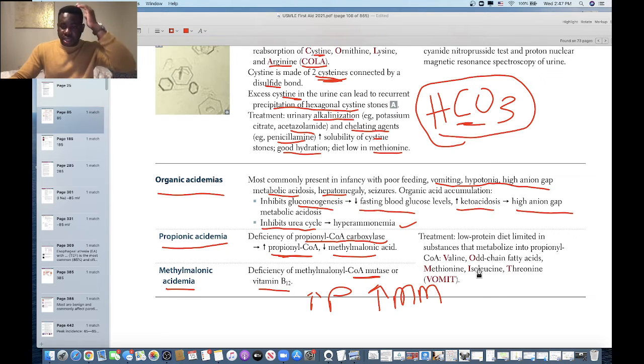All of them present the same, and these are the things that we saw over there: the valine, the odd-chain fatty acids, methionine, isoleucine, and threonine. That's why we call it the vomit pathway. And so I think this makes it easy.